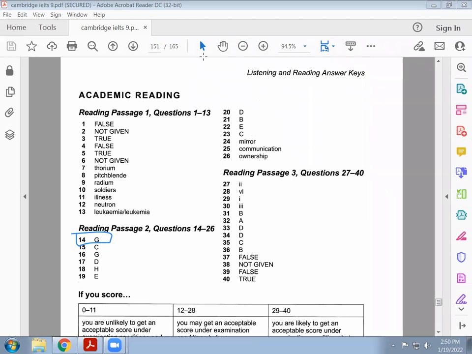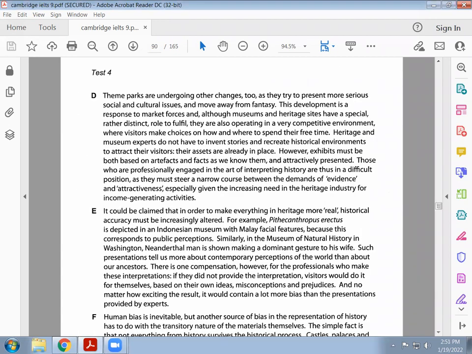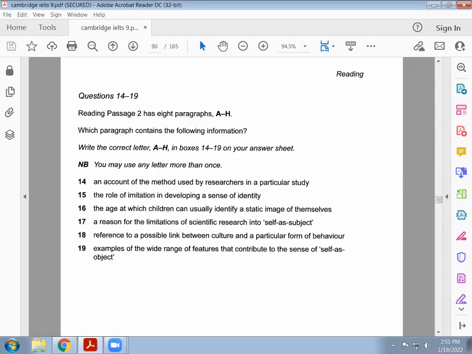Okay, so again, when you have a reading passage that says in the question type, they say, which paragraph contains the following information? Don't try to search the same words, just read and understand and then search the information, not the words.